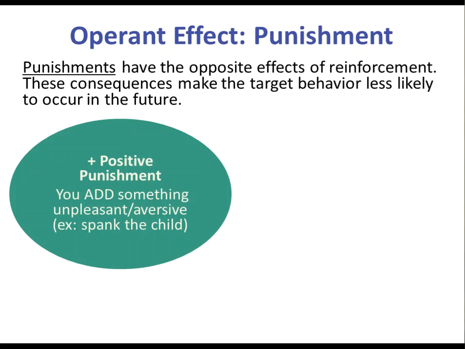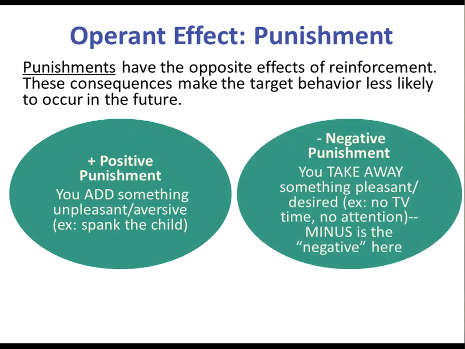Positive punishment. You add something unpleasant or aversive, like spanking the child. Positive punishment. Adding something undesirable or aversive. Negative punishment. You take away something pleasant or desired. For example, no TV time, no attention. Okay, you take away someone's freedom, they're grounded. Negative punishment. All right, you take away something they desire, something that they want.